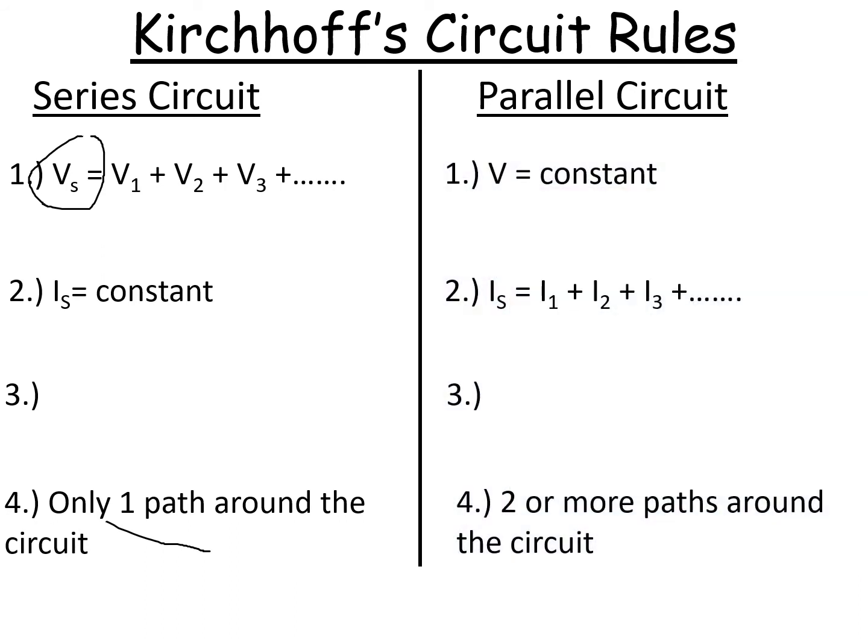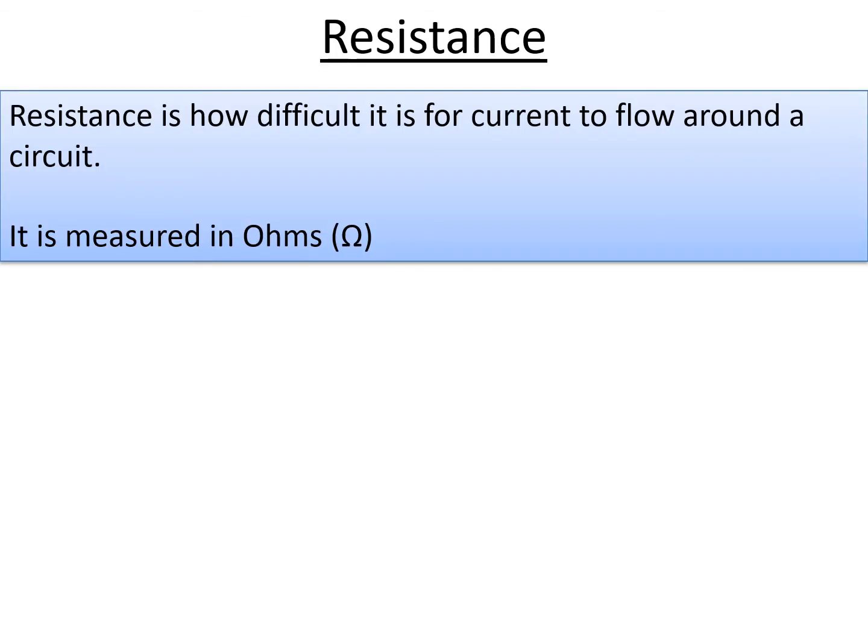The parallel circuit rules: a quick way to remember them is that they're the opposite of the series circuit rules. So I wouldn't bother remembering the parallel circuit rules. Just remember the series circuit rules, and then to get the parallel ones, you do the opposite. So in series, voltage splits up; in parallel, it's constant. In series, current is constant; in parallel, the current splits up. And in series, there's only one path for the current to go round; in parallel, there are two or more paths. Okay, so that's my top tip for series and parallel circuit rules.